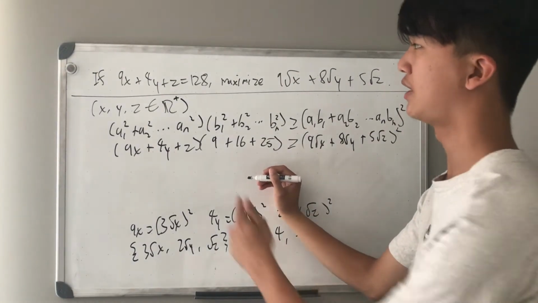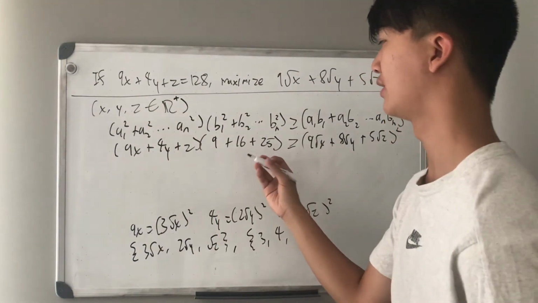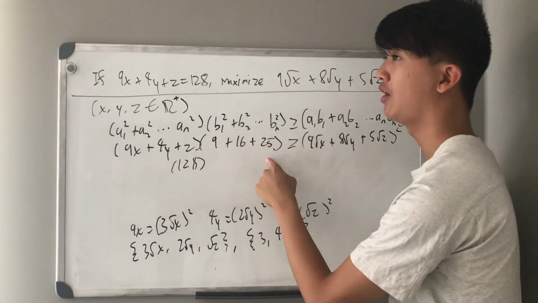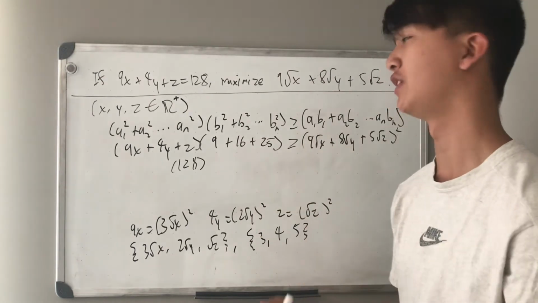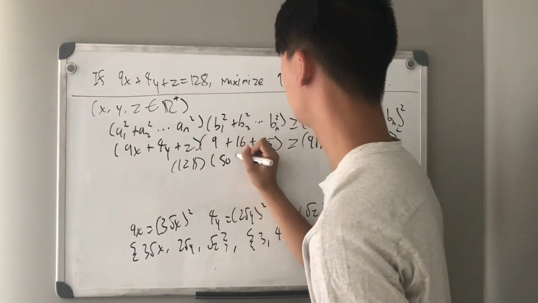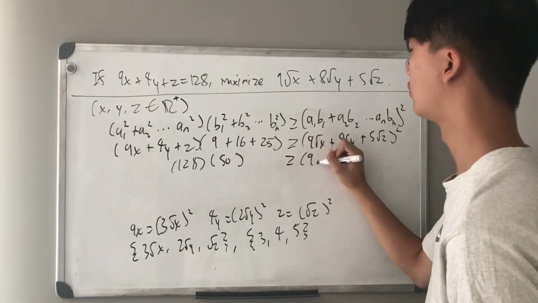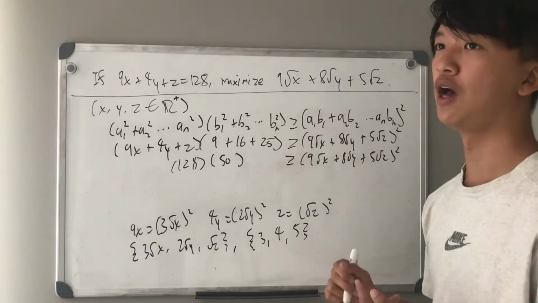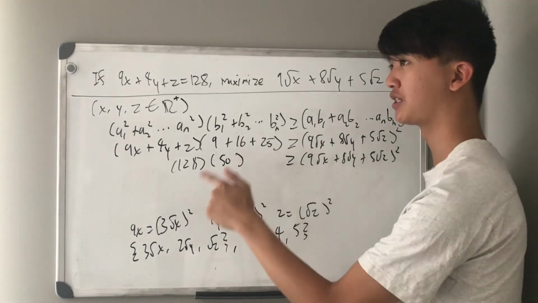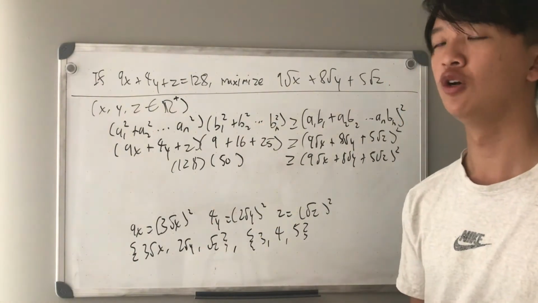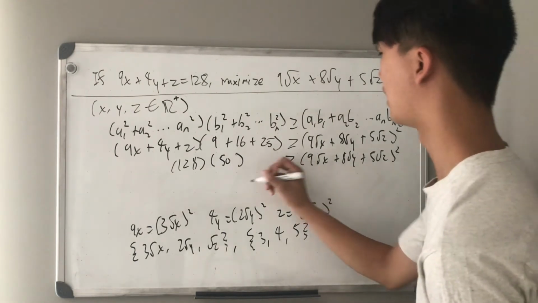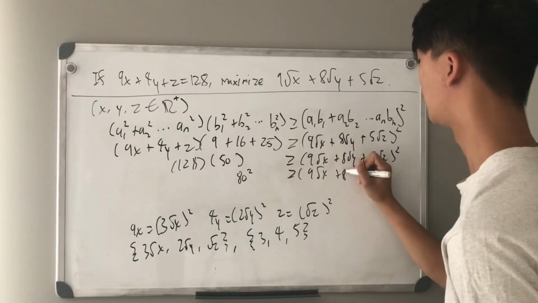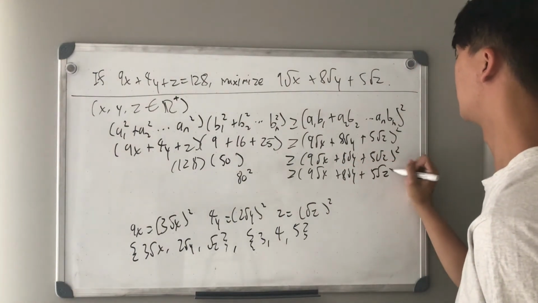So it is given to us that 9x plus 4y plus z is 128. So we have 128. And we know that 9 plus 16 is 25, and 25 plus 25 is 50. So we have 128 times 50 is greater than or equal to 9 root x plus 8 root y plus 5 root z all squared. Now 128 times 50 is equal to 64 times 100, which is 6400, which is of course 80 squared. So we have that 80 squared is greater than or equal to 9 root x plus 8 root y plus 5 root z all squared.